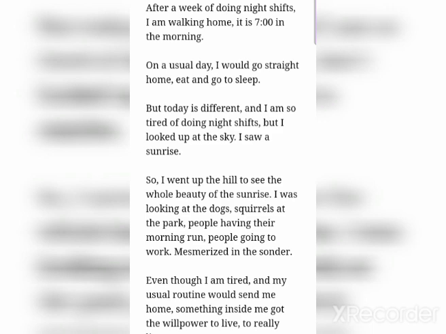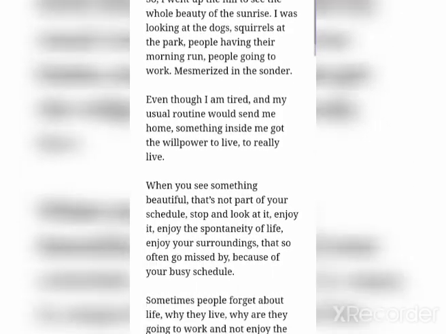Here I will read through this blog. After a week of doing night shift, I am walking home. It is 7 o'clock in the morning. On a usual day, I would go straight home, eat, and go to sleep. It's a very informal way of letting the other person know what is going on in the mind of this young girl. So this is how you can write a blog.